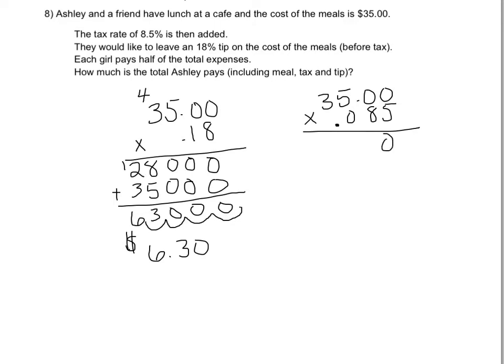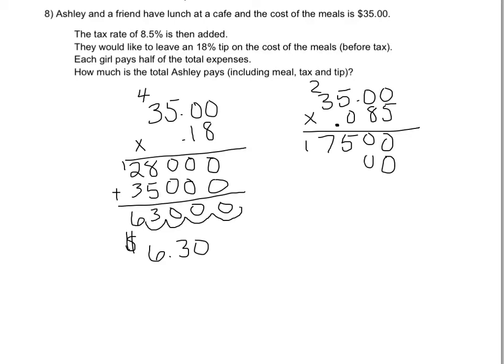5 times 0, 0. 5 times 0, 0. 5 times 5 is 25. Oop, that should be a 5. Let me erase that. 25. The 5 should go here. The 2 carries. 5 times 3 is 15. 16, 17. 17500. We have our placeholder for our second digit.